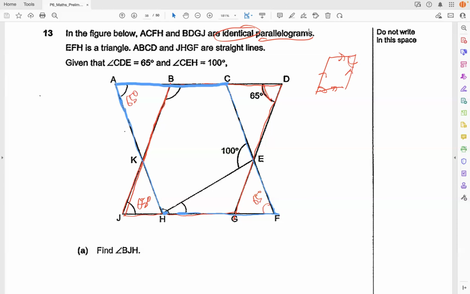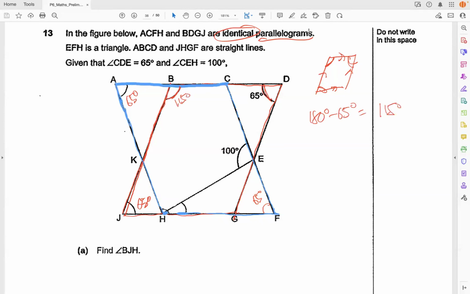All right. Now, what's the question? Anything else I can find? I can find this angle. I can find this angle. Because the internal angles of parallel lines add up to 180. So I use 180 minus 65. I get 115.